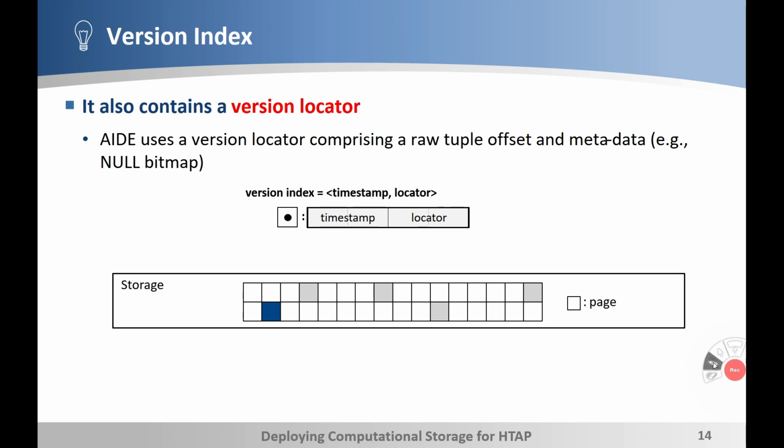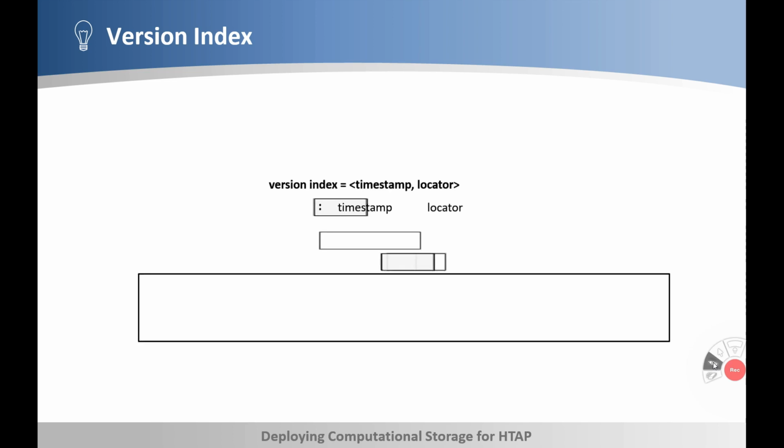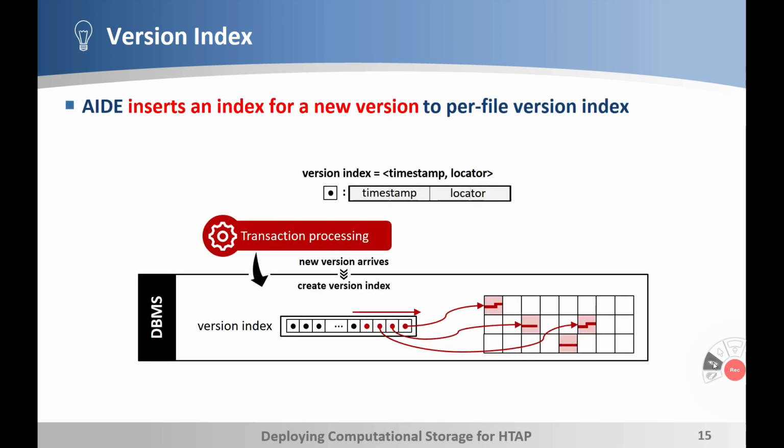Also, it includes a version locator, which points to the physical location of each version. And version indexes are managed by a per-data-file index, so when a new version is generated, its version index is created and inserted into the per-data-file version index.